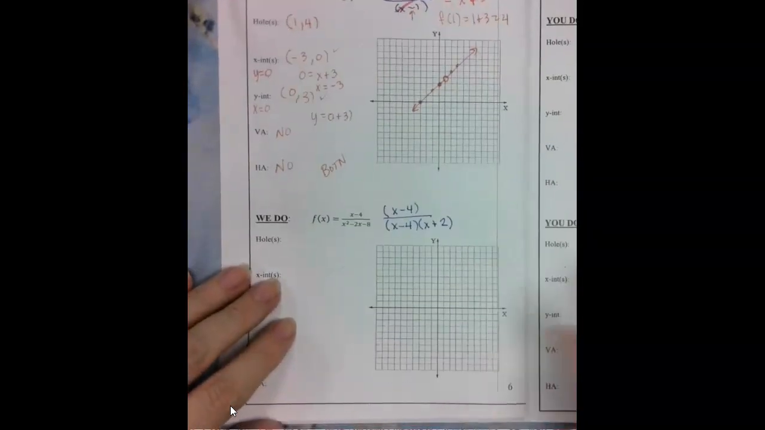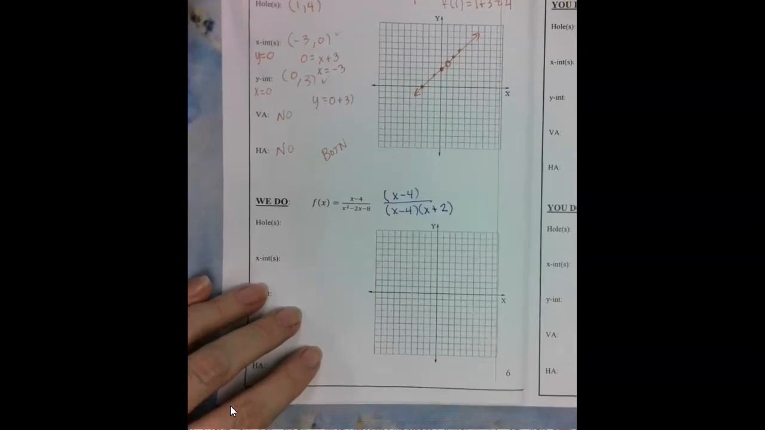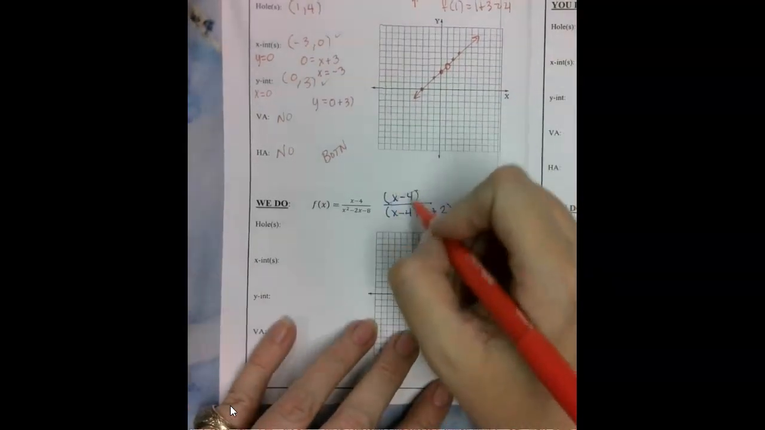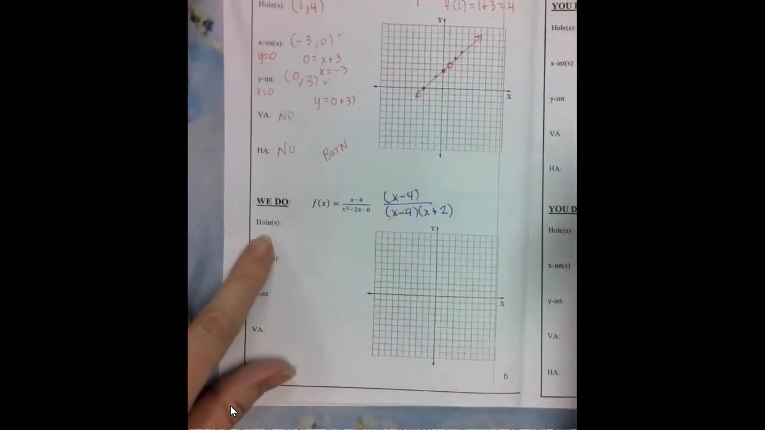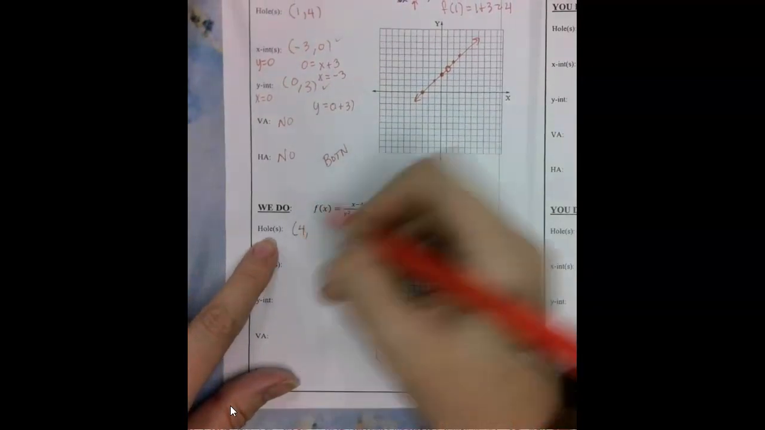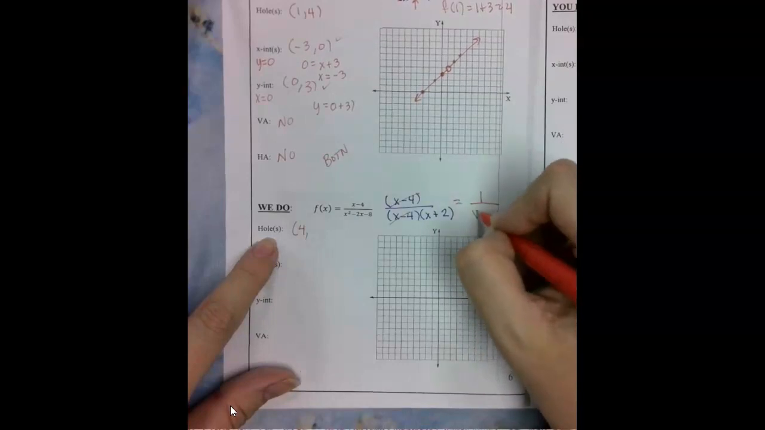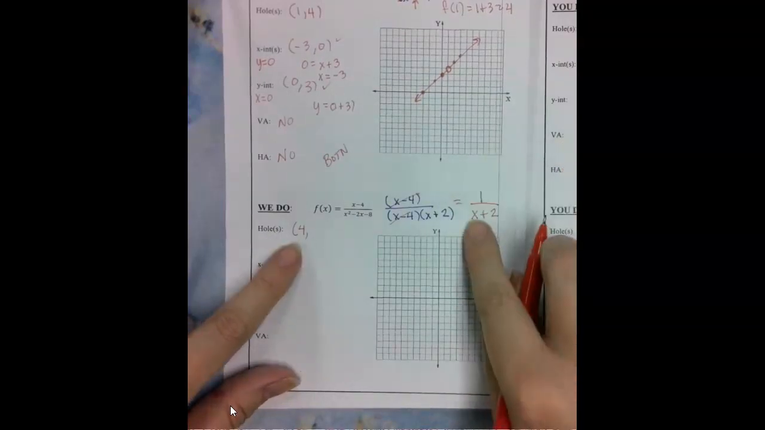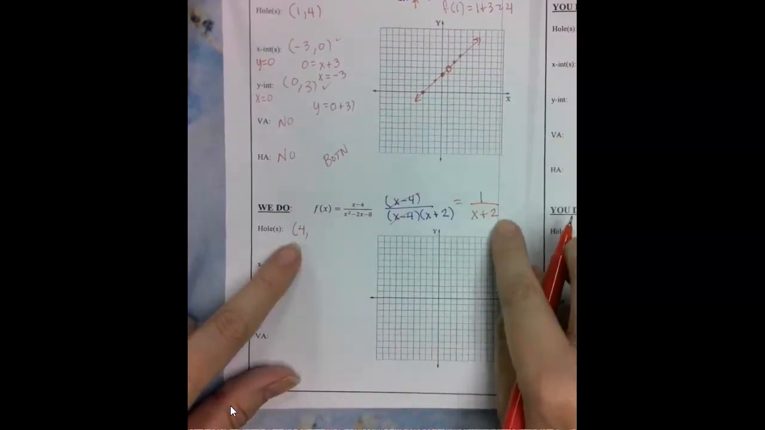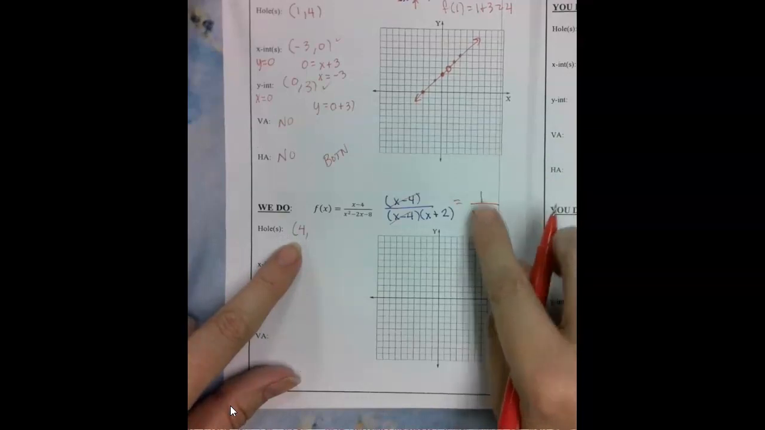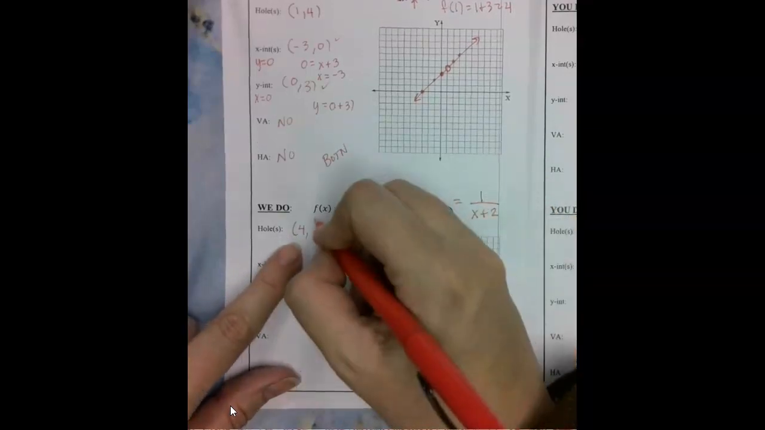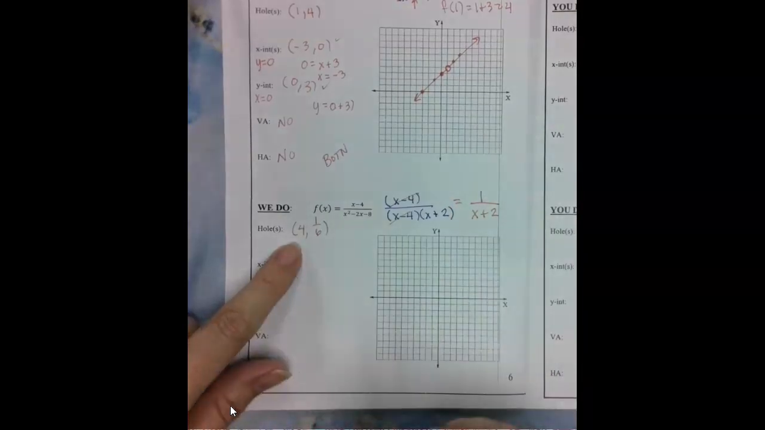All right, and then I have one more for you here. All right, here it is. We're once again going to cancel the x minus 4. So our hole is at 4. And here's what we have left. I'm going to plug in 4 here to find the other number. So when I plug in a 4 here, I get 1 over 6. So that's my other part of my hole.